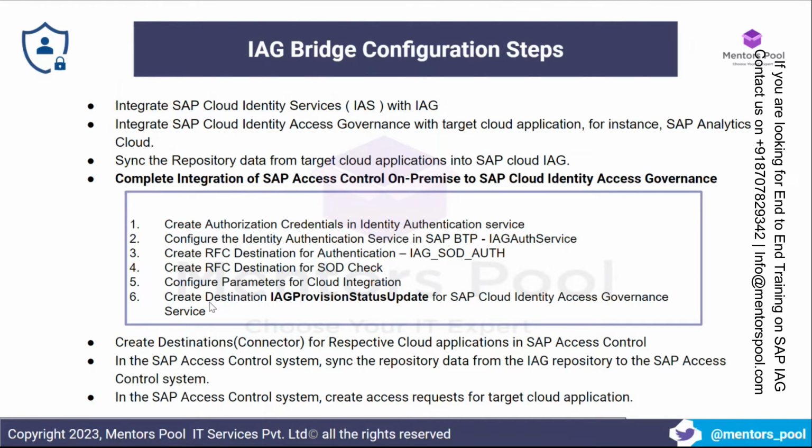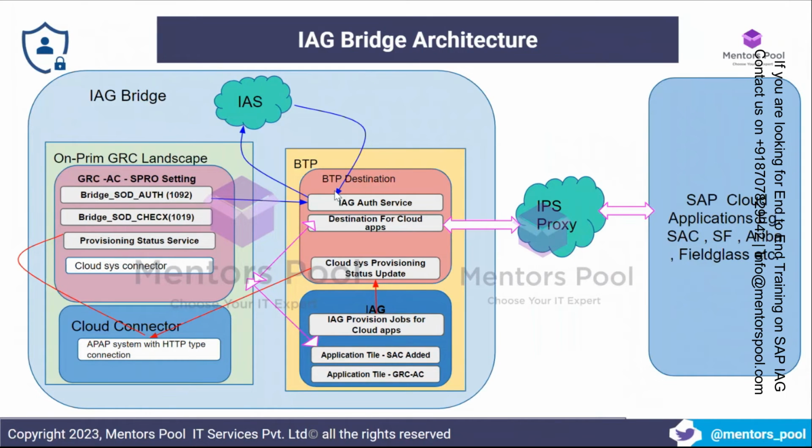So the first step says create authorization credential and Identity Authentication Service. Okay, why are we creating this? We are integrating SAP GRC with IAG. So in that case, your GRC would need to reach out to IAG. And if someone, it could be a system or a normal user, wants to reach out to IAG, there must be a user available in IAS. It could be a system user or a normal user. Here GRC is a system, so we'll create a system type of user in IAS.